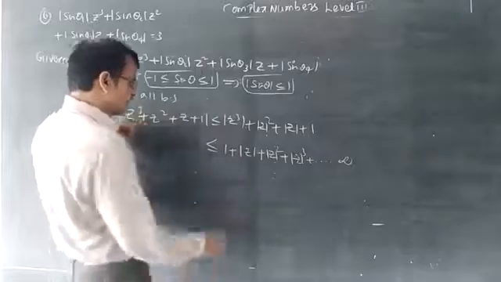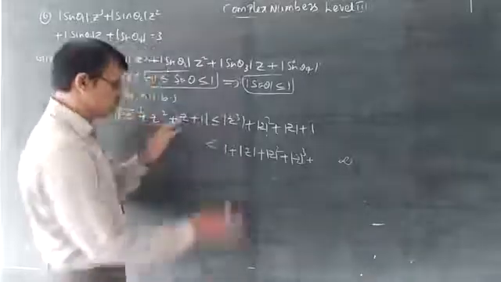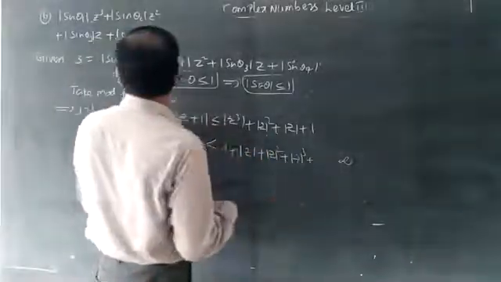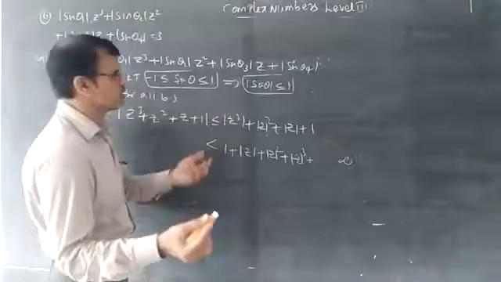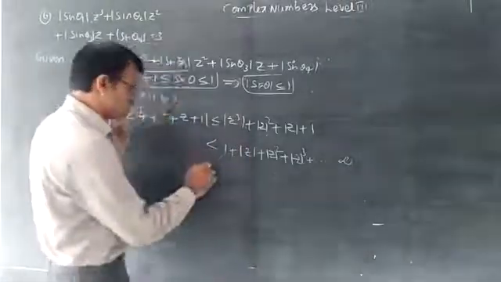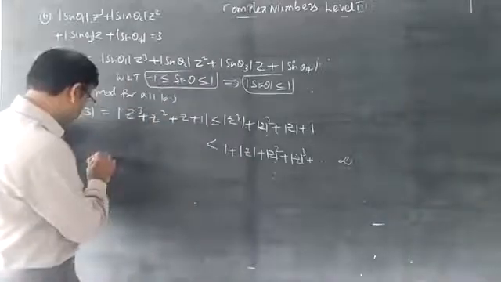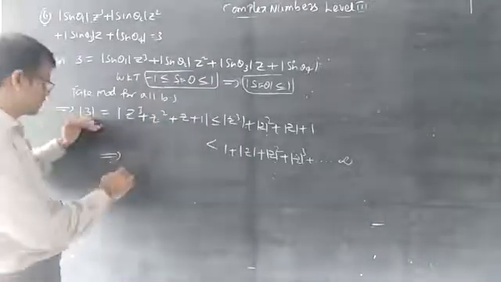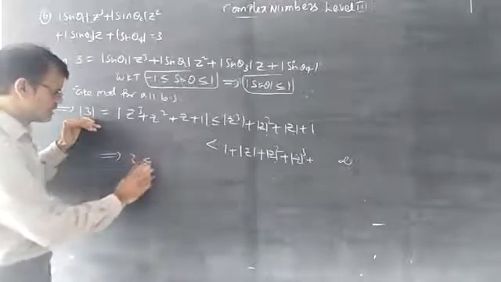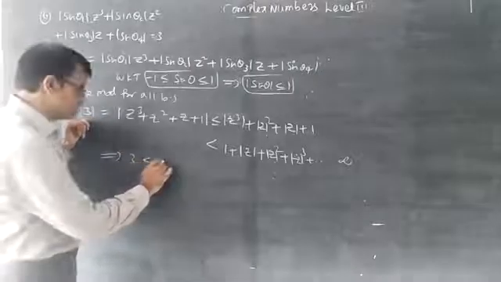So less than only, there is no question of equal to here. If everything is 0, then our complex number is 0. Directly we can write less than here. That implies, now from here you can understand, 3 less than 3 less than.